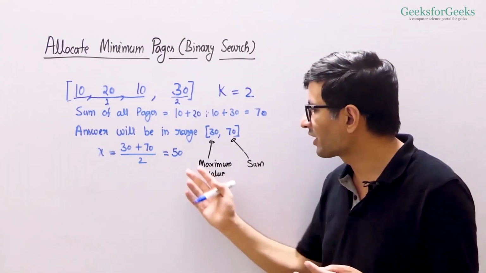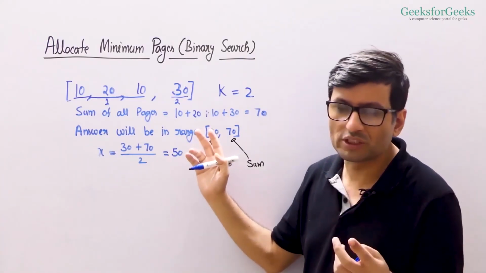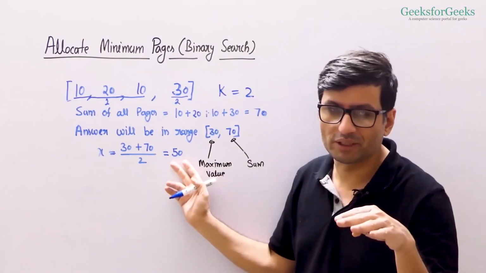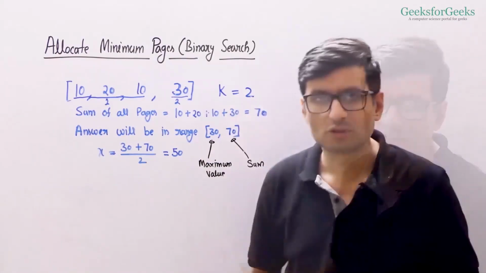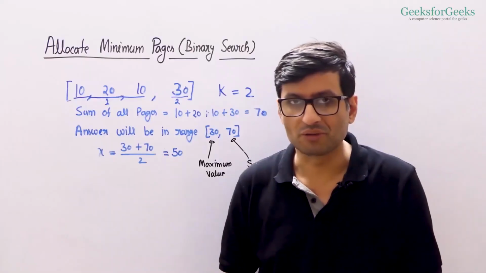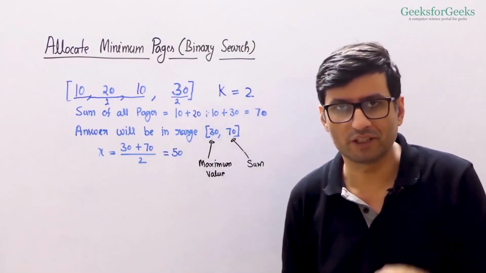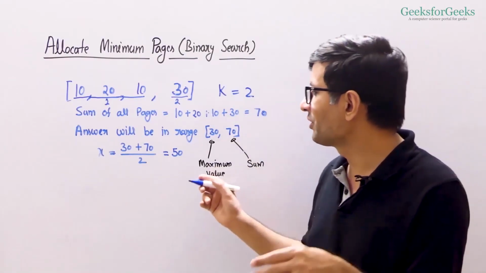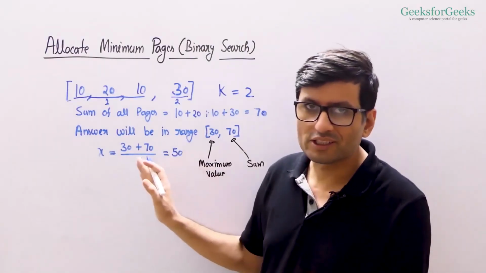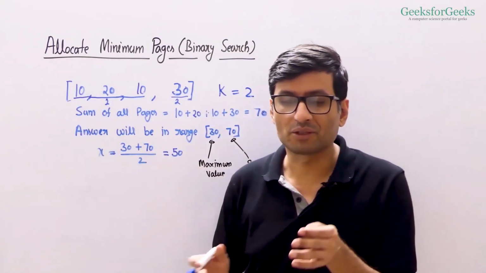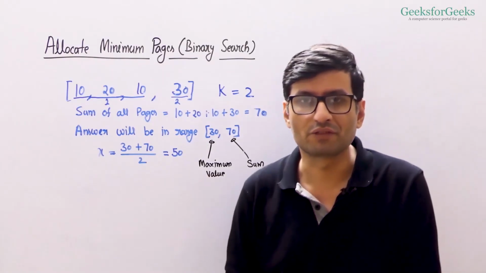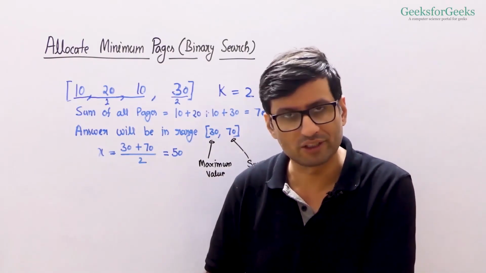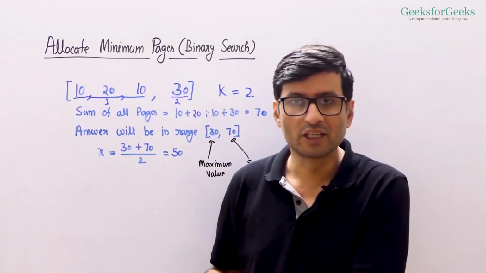So our answer is turning out to be 2 students required for 50 as a limit, which is less than or equal to k. So 50 is a feasible solution, but we want to find the minimum value, right? So what are we going to do? We are going to skip the right side of 50, because if 50 is a feasible solution, then 51, 52, up to 70, all these will also be feasible solutions, right?